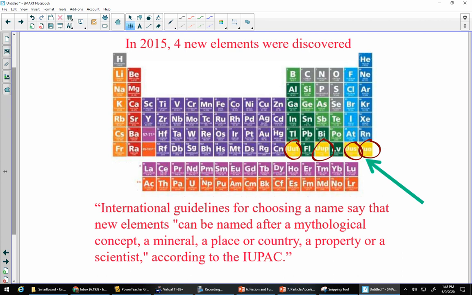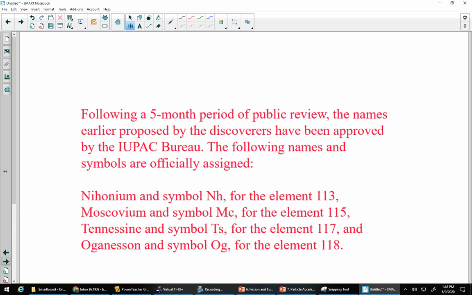And I thought this was really interesting. The international guidelines for choosing a name say that it can be named after a mythological concept, a mineral, a place or a country, a property, or a scientist, according to IUPAC. That's the International Union of Pure and Applied Chemistry. So while that is fairly broad, it is also kind of narrow at the same time. Like if you discover an element, you can't just name it after anything you feel like.